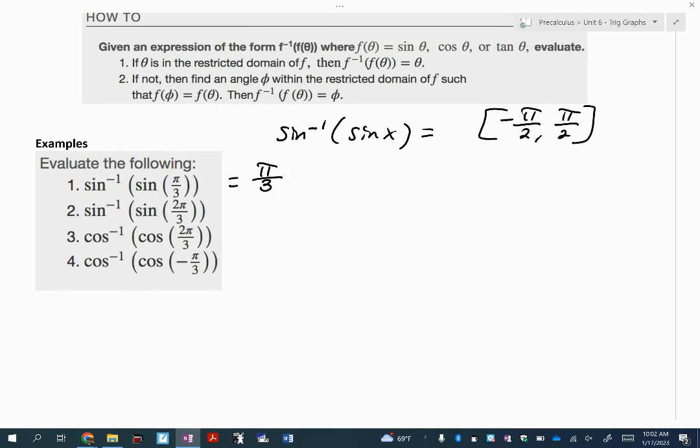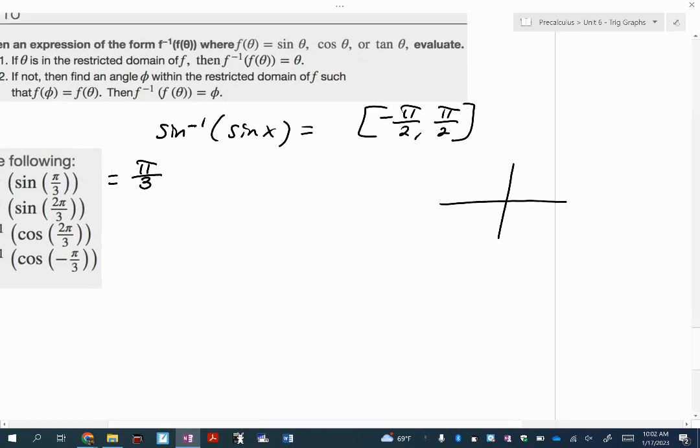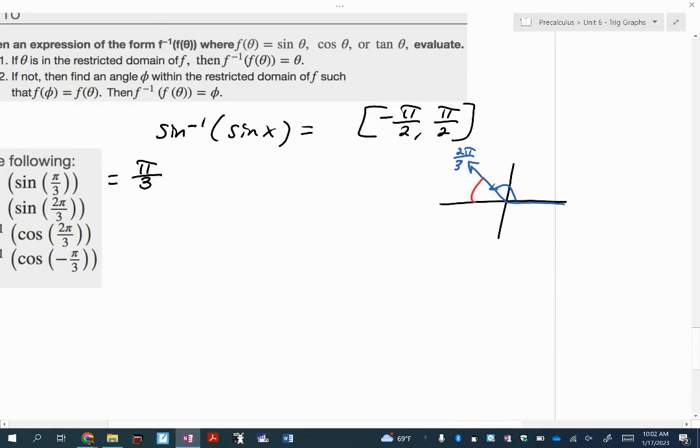Let's do the next one. All right, the next one is the same thing, but it says 2 pi over 3. Unfortunately, 2 pi over 3 is not in between negative pi over 2 and pi over 2. So I need to find an answer that's going to be within those. So let's just sketch for a second 2 pi over 3, which is in the second quadrant. So here is 2 pi over 3. Finding the reference angle, as I told you, if it's 3, 4, or 6, the reference angle is pi over 3.